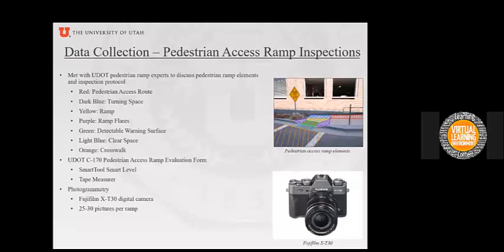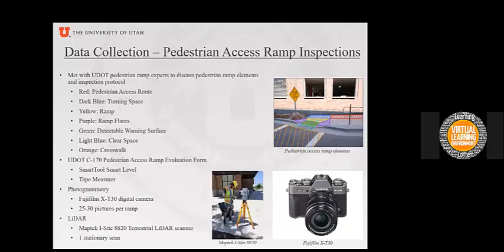For photogrammetry, we used a Fujifilm X-T30, like I mentioned earlier, and we took about 25 to 30 pictures per ramp. This camera has, I believe, a 26 or 27 megapixel sensor, so each one of these images is gathering a lot of data on these ramps. And for LiDAR, we used the same MapTech iSight 8820 LiDAR scanner. As I mentioned, it's a long-range scanner, so it's capable of capturing a lot of data, and we only needed one stationary scan per pedestrian access ramp. This MapTech laser scanner comes with a tablet pad, and you can choose your scanning area. So we would just choose the entire area of the ramp, do one scan, and take it back for post-processing.